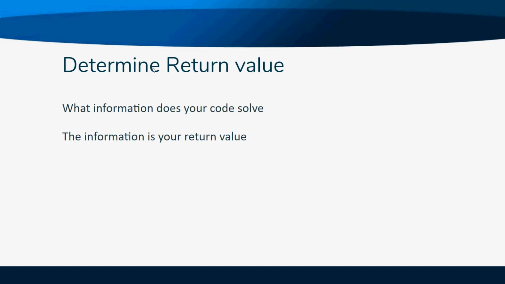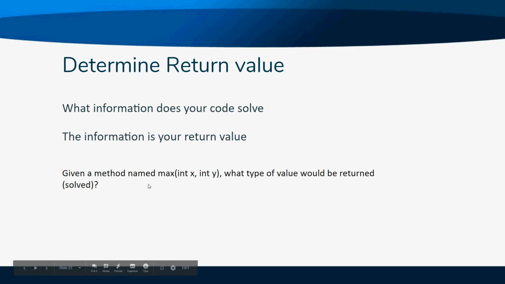Okay, then you need to figure out what your return value is. Your return value is what information is solved by your method. So in this particular situation, here I have max with two parameters, x and y. I want to find the larger of two values. What information would be returned? What is solved? Well, in this case, it's the larger number. So if the two numbers, our two parameters, are ints, we'll probably be returning back an int. And so int is going to be our return type.